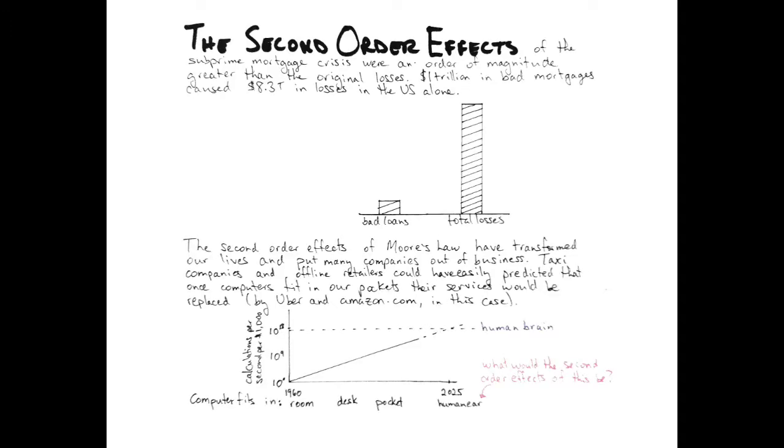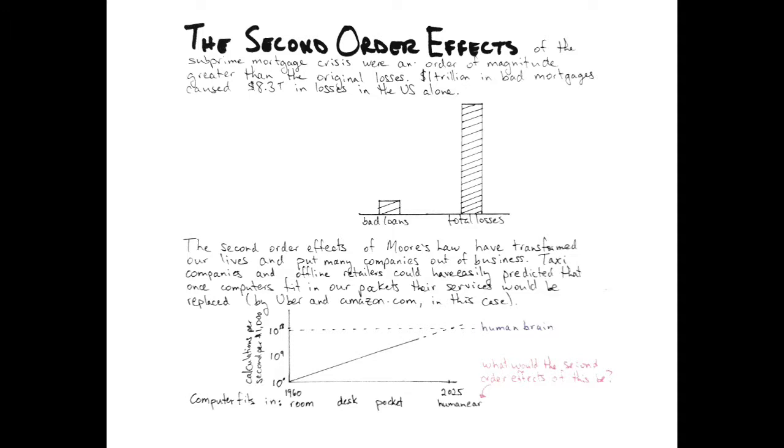Second order effects of the subprime mortgage crisis were an order of magnitude greater than the original losses. So I looked this up, it was from Wikipedia. $1 trillion in bad mortgages caused $3.8 trillion in losses in the U.S. alone, excluding other areas. So the bad loans were pretty small compared to the total losses.